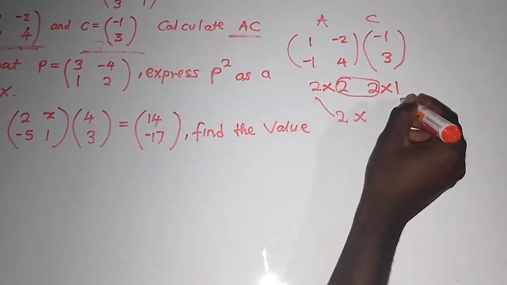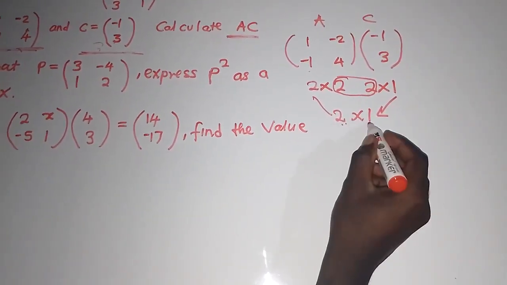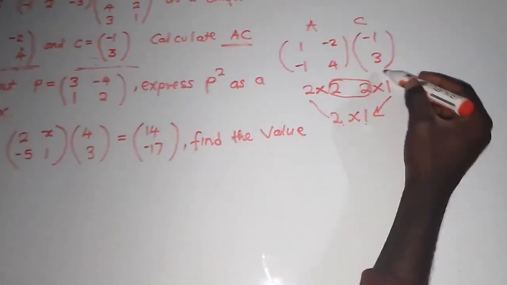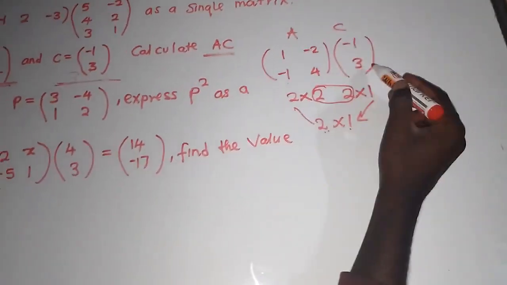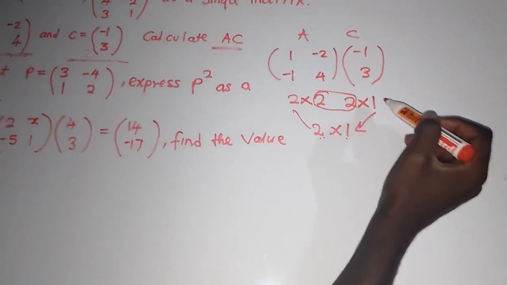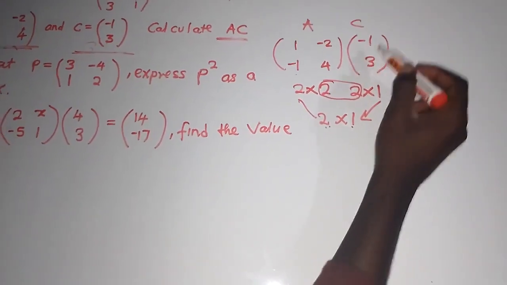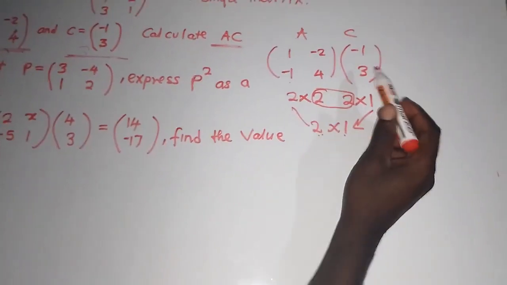So if these two are the same, this is your answer: a 2 by 1. So our answer is a 2 by 1. Not that it will look exactly like this, but it will look like this: a number up and a number down. So this is a 2 by 1, and our answer will look like this.